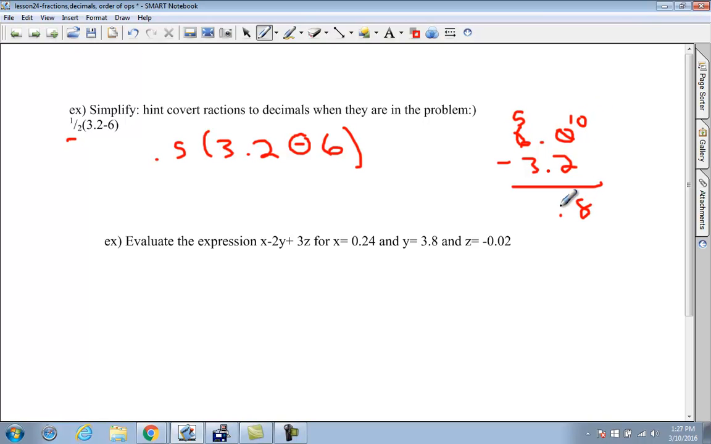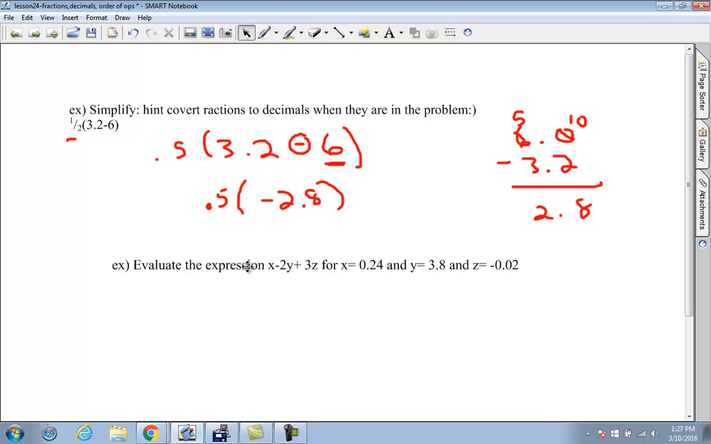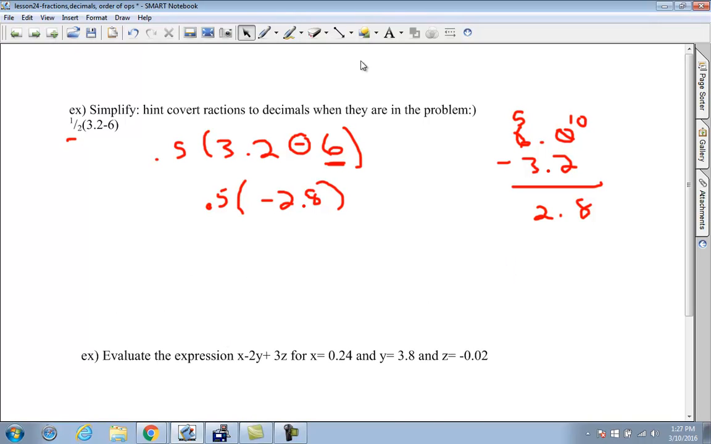So that's 8. So that's 2.8, but it's going to be negative because the bigger number is negative. So negative 2.8. And then you want to multiply that with 0.5. So again, you can do that off on the margin. I'll scoot this next one down.